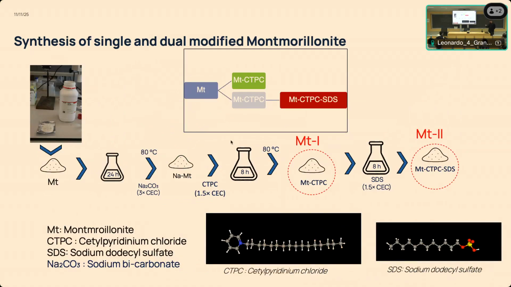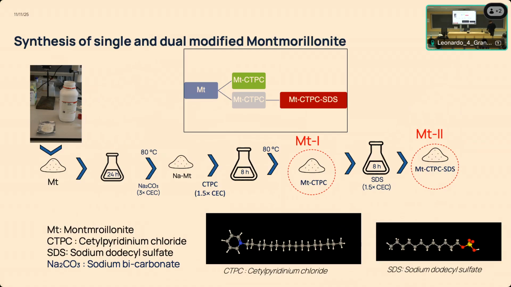In my case, I perform a single and double modification. For single modification, I will not go into too much detail here, but I call it MT1, and with double modification, I call it MT2. Double modification is because we use two kinds of surfactants together. In the experimental part, my initial goal was to see which of these clays will perform better in the context of removing contrast media agents.